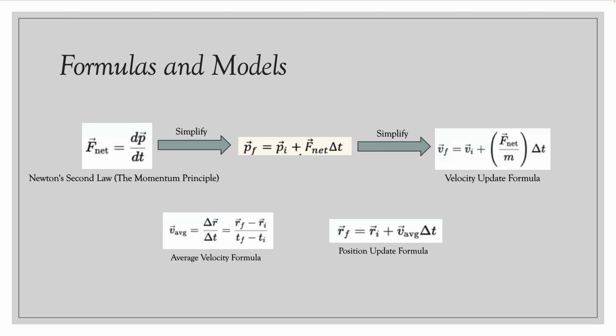Okay, so we start off with Newton's second law, and then we break down our change in momentum to our final and our initial momentum. And then we divide this whole entire thing by mass, and we get our velocity update formula. And then to find our position update formula, we use our average velocity, and we plug it into our position update formula.